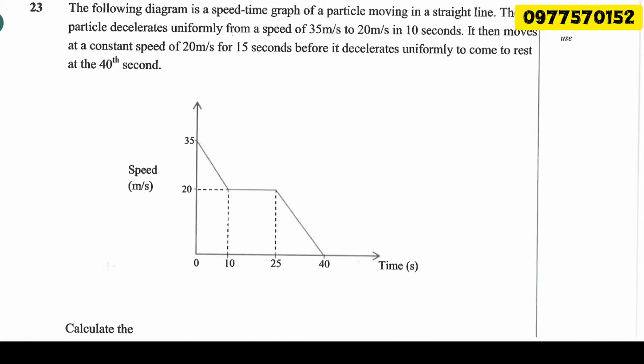So question 23, the question reads, the following diagram is a speed-time graph of a particle moving in a straight line. The particle decelerates uniformly from a speed of 35 meters per second to 20 meters per second in 10 seconds. It then moves at a constant speed of 20 meters per second for 15 seconds before it decelerates uniformly to come to rest at the 40th second. Alright, what's the first question?